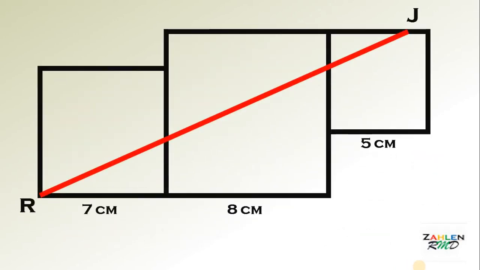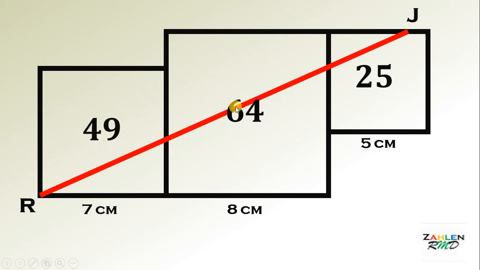And I hope you pause this video. Now let's see if you got the correct answer. First thing to do is to get the area of those squares. Since we know the length of the side of these squares, therefore we can find its area. Now the area of this square with side length of 5 centimeters is simply 25 centimeters squared. The area of this square with a side length of 8 centimeters is simply 64 centimeters squared. And the last one, we have 49 centimeters squared.